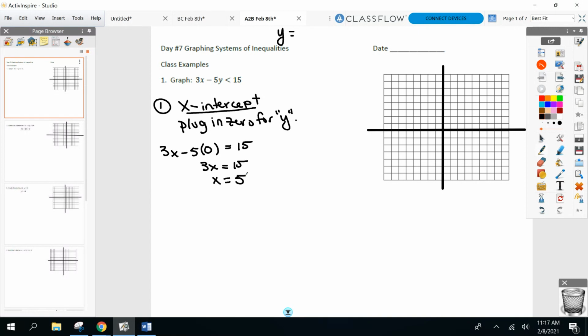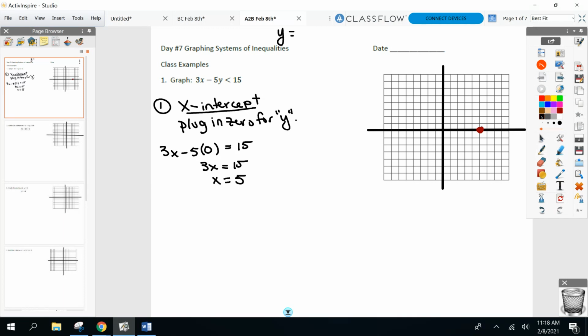Go ahead and graph. Please draw x and y axes on the grid I have provided for you guys. If you have not done so already, please do an x, y axis on the grid. And then now on the x-axis, go to 5 on the x-axis. 1, 2, 3, 4, 5. Go to 5. That's your x-intercept.